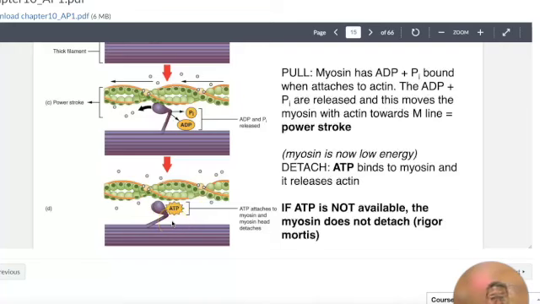Die, you can move them a little bit, but after a while they become rigor mortis because your body doesn't make ATP anymore and it doesn't release. Okay, so ATP helps myosin release from the actin.